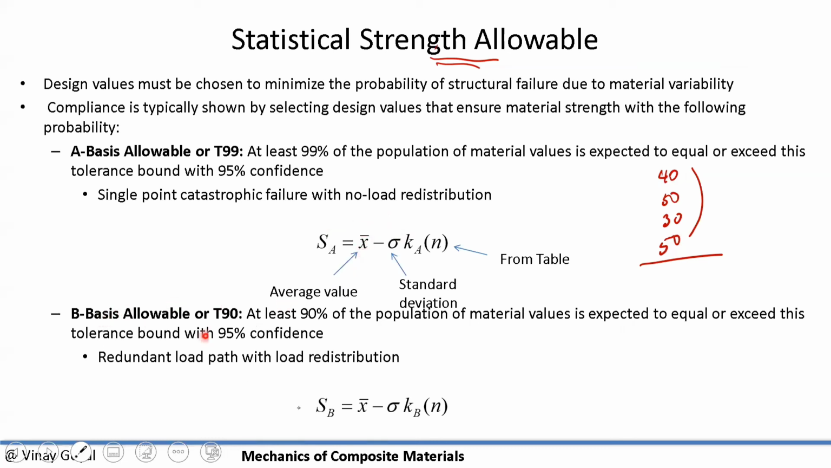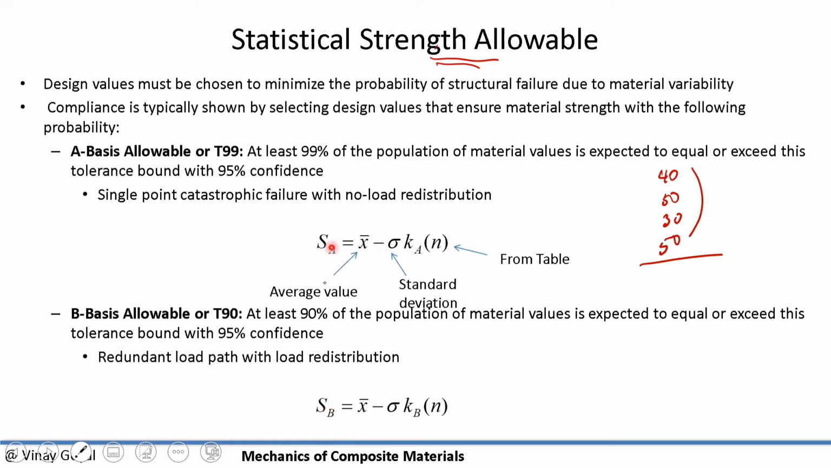I can calculate the B basis allowable: calculate the average, calculate KB, and that'll give me a strength that I'll design to. Now note that this is a 90% population with 95% confidence that the value of that strength will be greater than the value here. So in other words, if I do this calculation and I got 35, well then I have a 90% chance that every single test I do in the future will fall above this value with 95% confidence. And I want that. I want the highest strength possible. I want to deliver the highest strength possible.